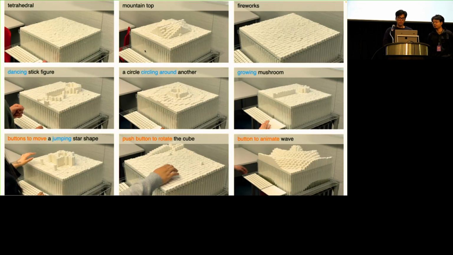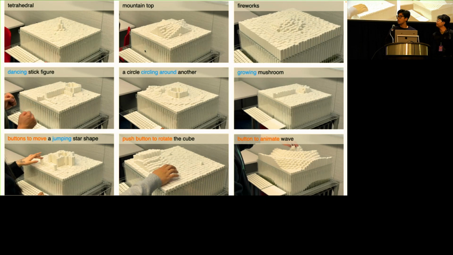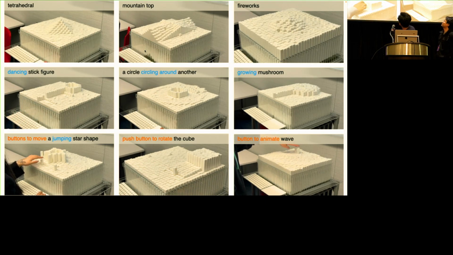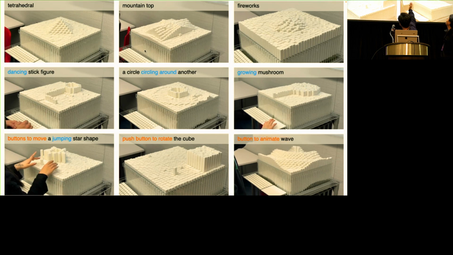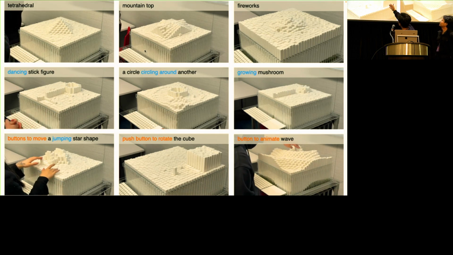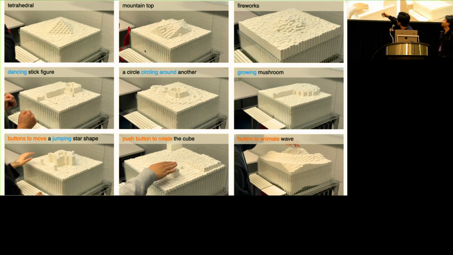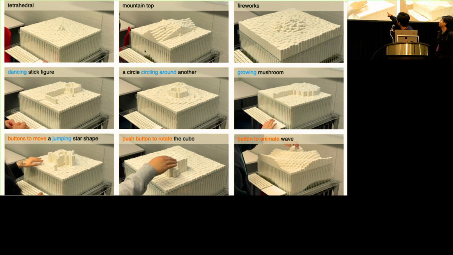And in our user study with 10 novice participants, we explored ways of authoring shape, motion, and interaction. So let's see, for example, users created some cool primitives such as fireworks and a circle circling around another, sort of like a solar system, and pushing the button to rotate the cube even.